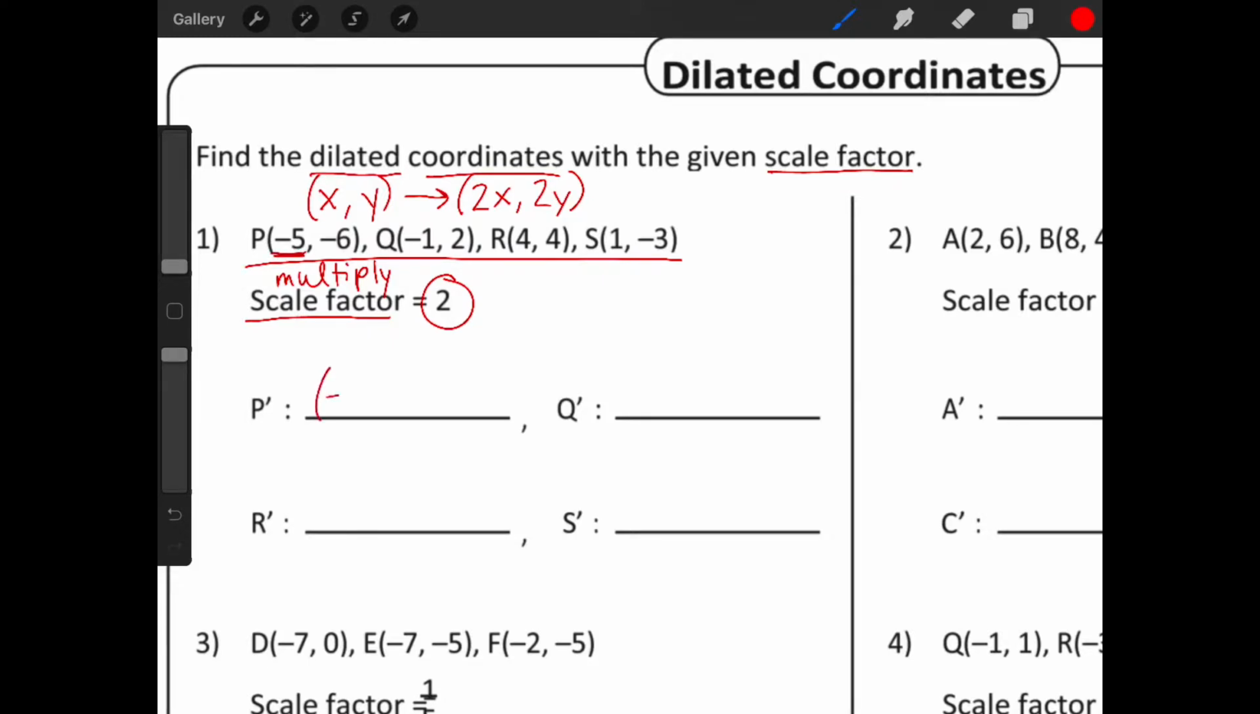2 times -5 is -10. Because there's only one negative in that multiplication problem, the negative stays. So be sure you keep those negatives if you're using a calculator. 2 times -6 is -12. 2 times -1 is -2. 2 times 2 is 4. On to R prime. 2 times 4 is 8. 2 times 4 again is 8. And then we have S prime, which is 1 times 2 is 2. And -3 times 2 is -6. So that's all there really is to it.